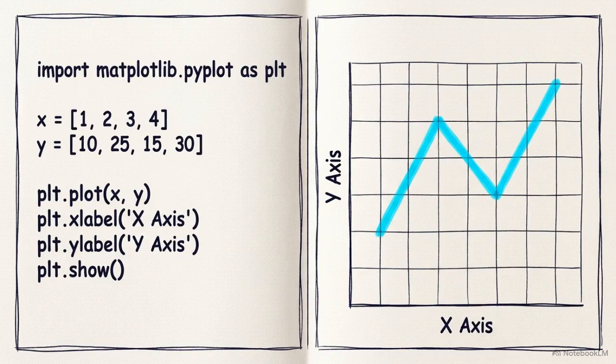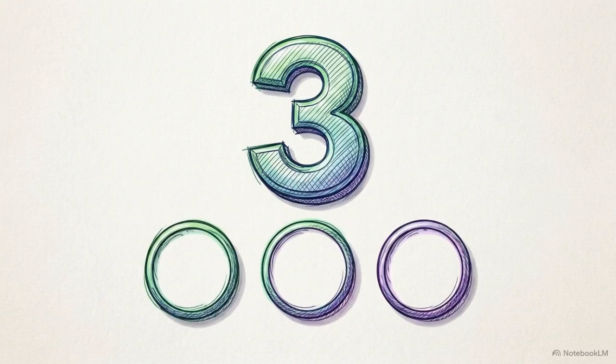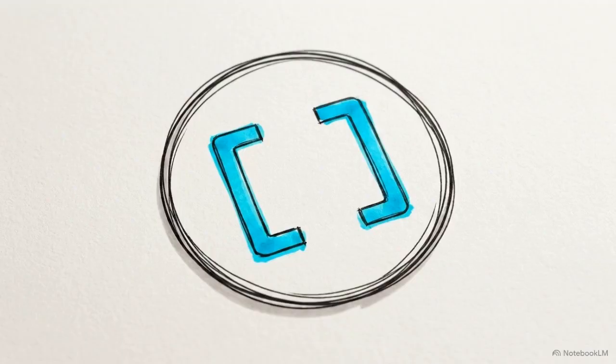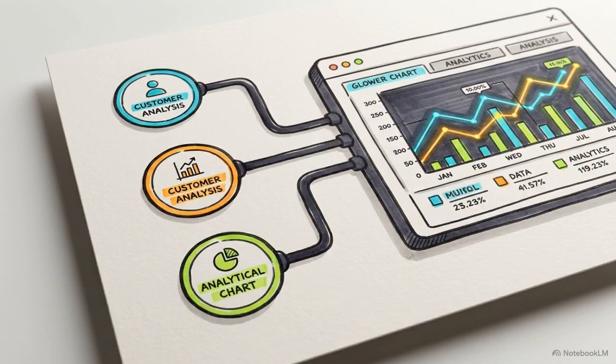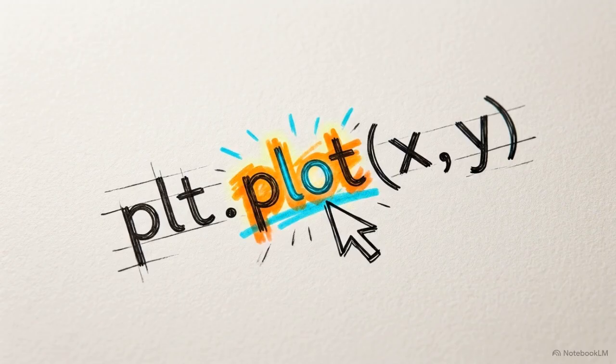Your completed code is on the left, and the resulting minimalist line plot is rendered on the right. This 3-step process, structuring the data, defining the plot type, and commanding the window to show, is the foundation for all visual outputs in Matplotlib. Now let's see how changing a single command alters our analysis.